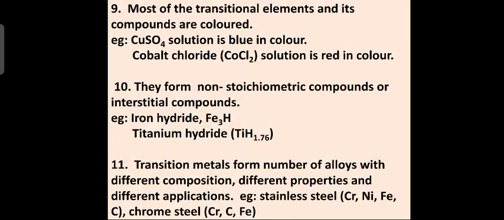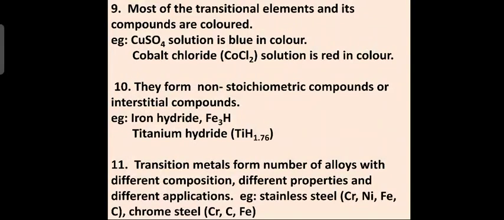11th characteristic. Transition metals form a number of alloys with different compositions, different properties and different applications. What do you mean by alloys? One metal can combine with other metals, in traces or in some proportion. So stainless steel is one of the alloys of iron. You must be knowing that, right? Most of the utensils are made up of stainless steel, which is very durable. They are used as utensils.